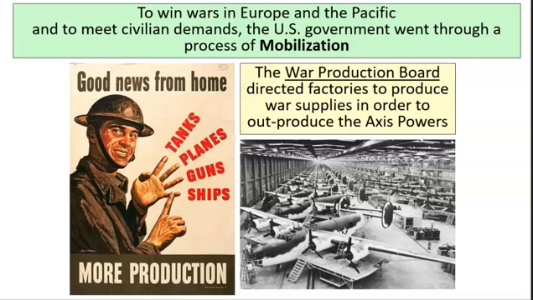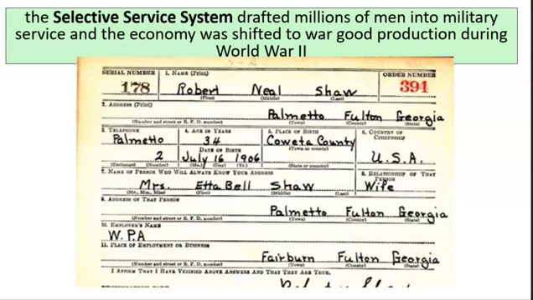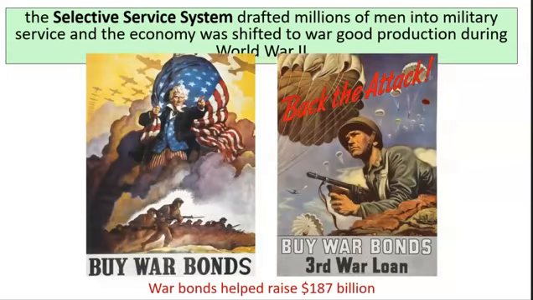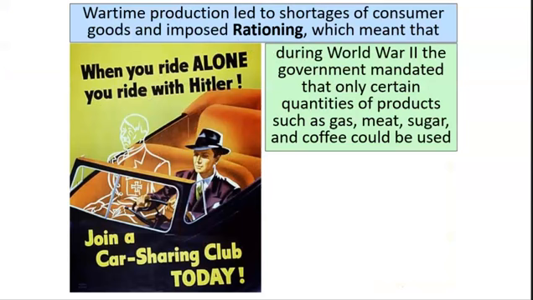In addition to this, we're also going to need soldiers to fight. And so we're going to create a new law that's called the Selective Service Act and the Selective Service System. And this is going to draft millions of men into military service. And we start to see how the economy is going to shift to wartime production during World War II. This is often referred to as wartime conversion, as we move over to producing all of these goods for war.